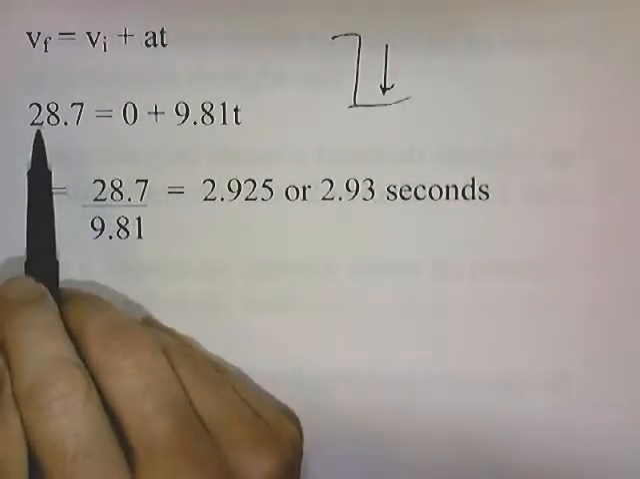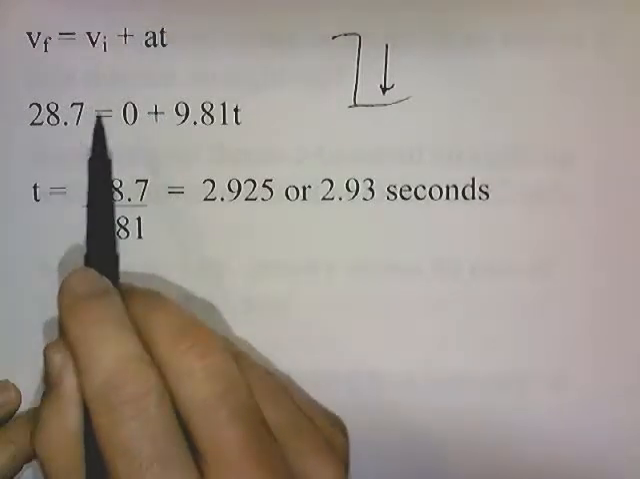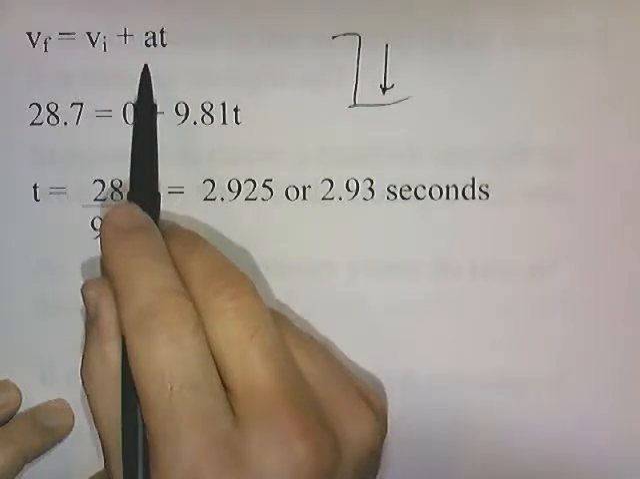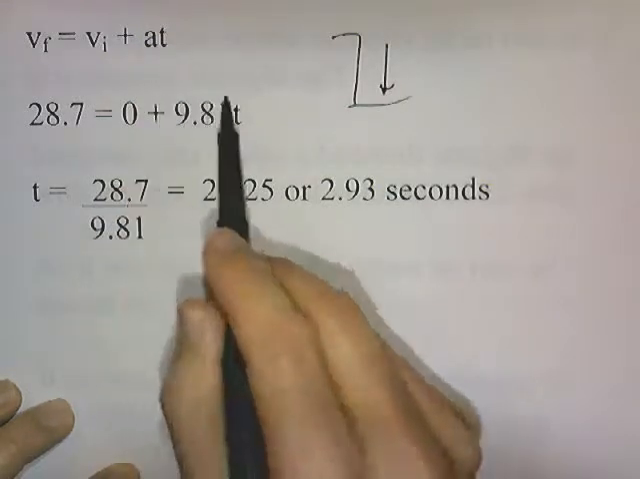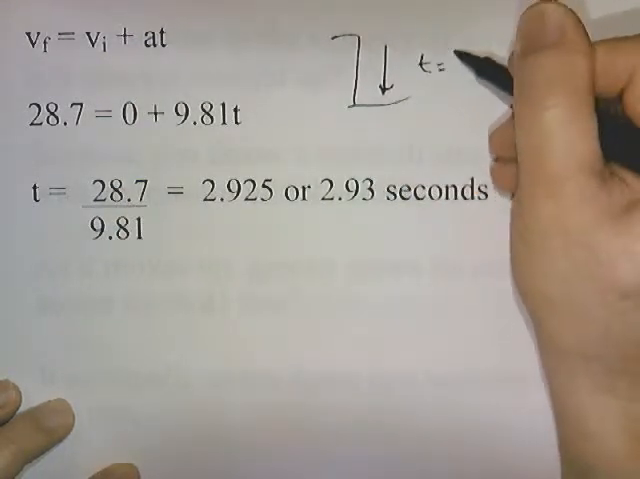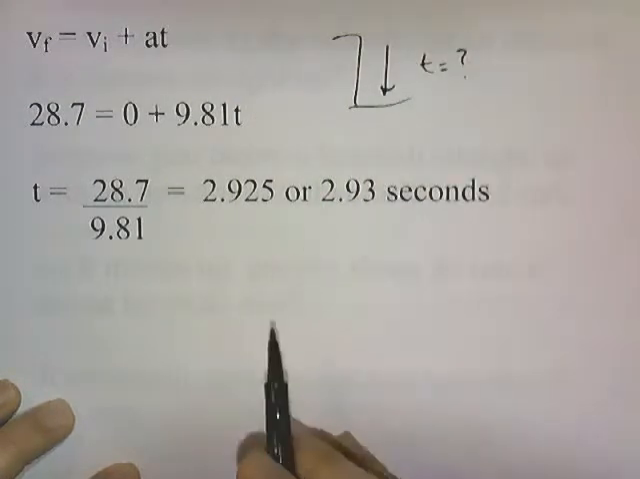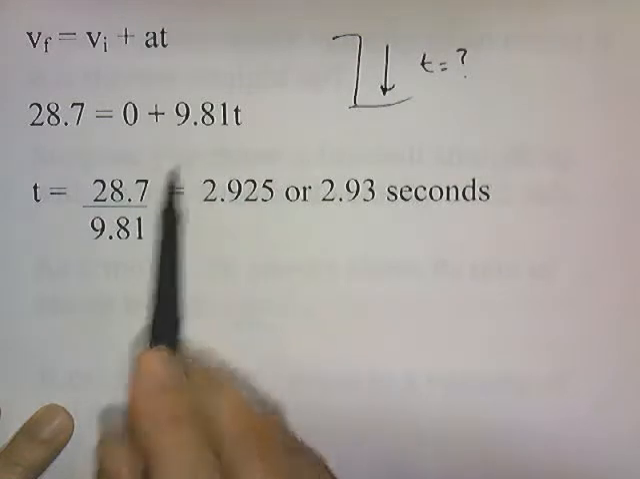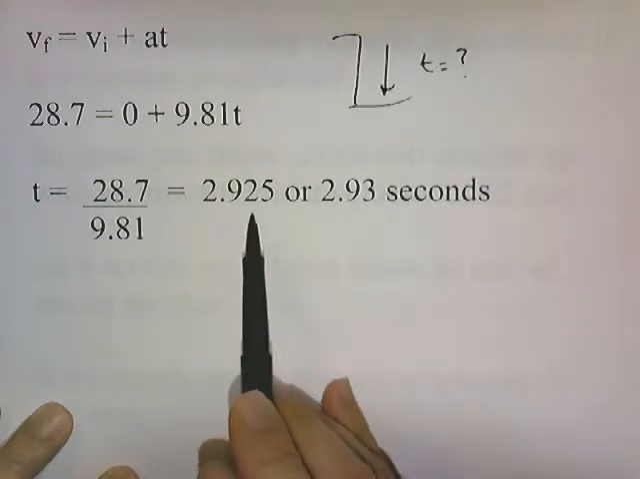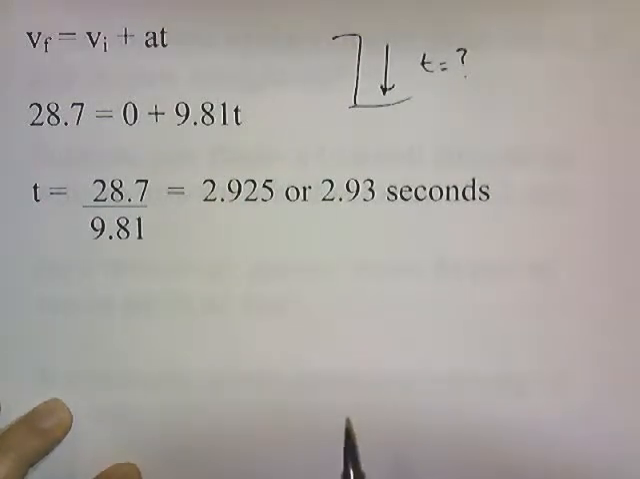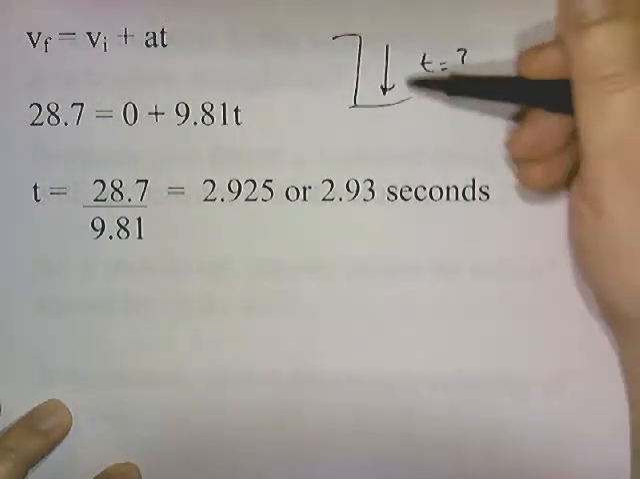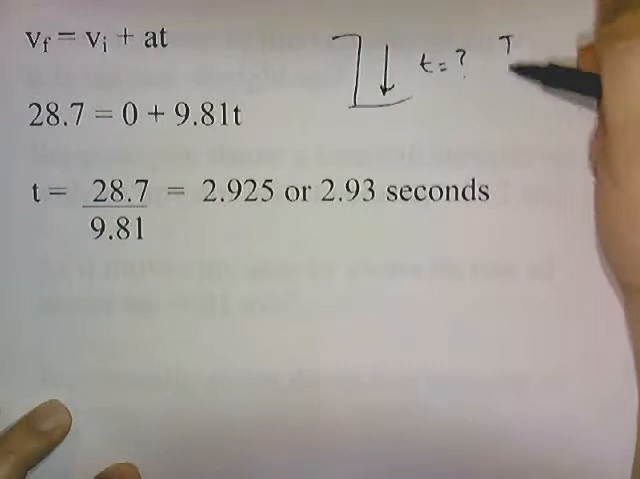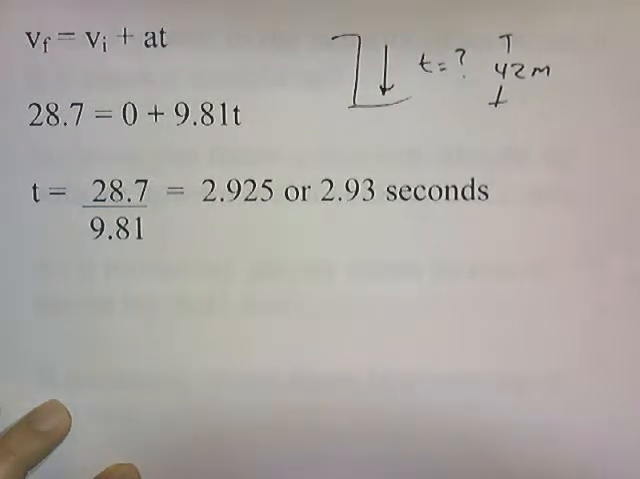So we calculated the final velocity is 28.7. It starts from rest, so the initial velocity is 0. And then acceleration is 9.81. And we're going to solve for t, the time it takes to travel this distance. If you do the math, 28.7 divided by 9.81 gives me 2.925, or 2.93 seconds. So that's how long it takes the object to fall through this distance when it is at a height of 42 meters.